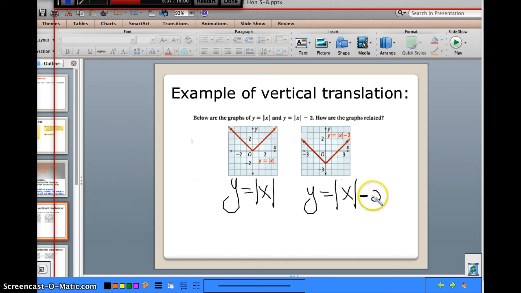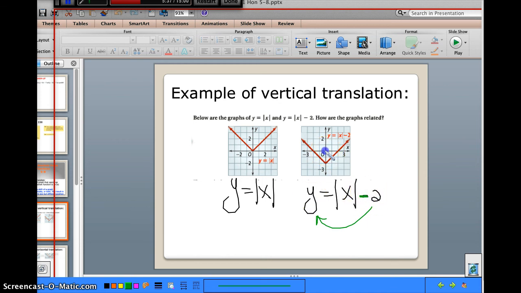Notice that the minus 2 is on the outside of the absolute value bars, which really means that this minus 2 is going to affect the y-axis. Because it's minus, which makes perfectly good common sense, it's going to affect the y-axis, which means it's going to be a vertical shift, translation, and it's going to go down 2 units.